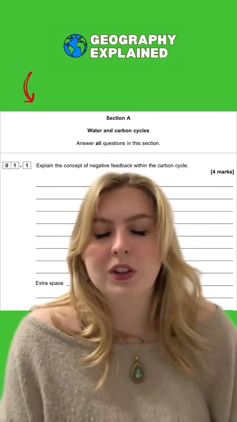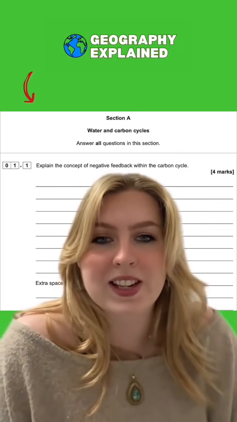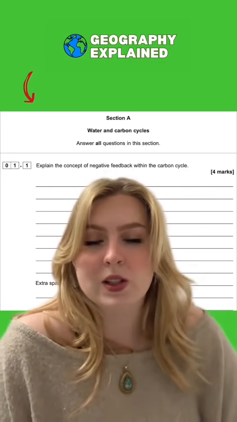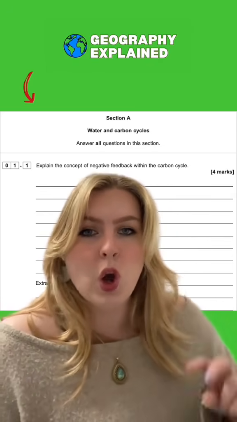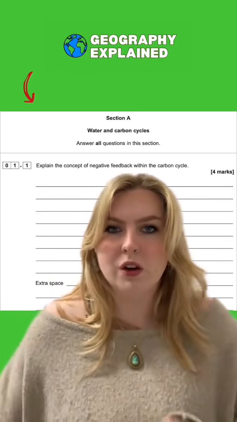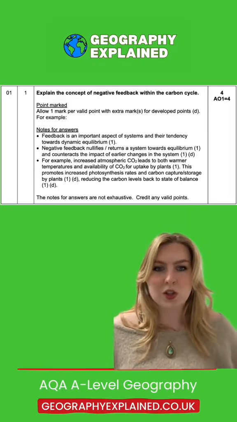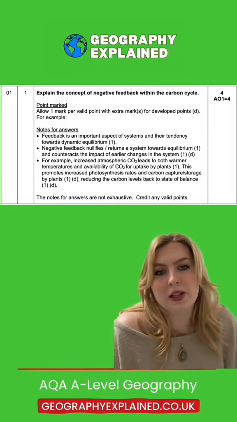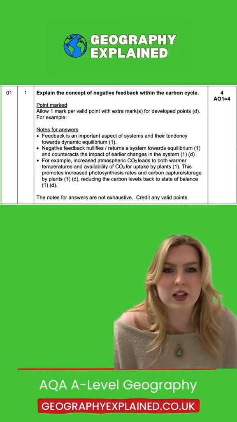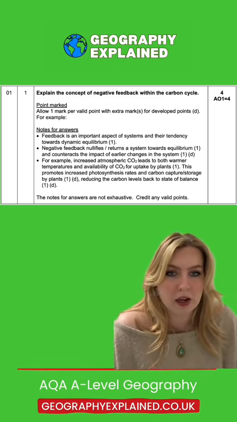So the same rule goes for this 4-marker as it does for all of the other ones. These questions are point marked, meaning you need to have either 4 points or 2 developed points or a mixture of both approaches. So I'm just going to shrink my massive head out of the way now, and I've put the mark scheme up instead. So I thought we would just go through it and look at what an exemplar answer might look like.